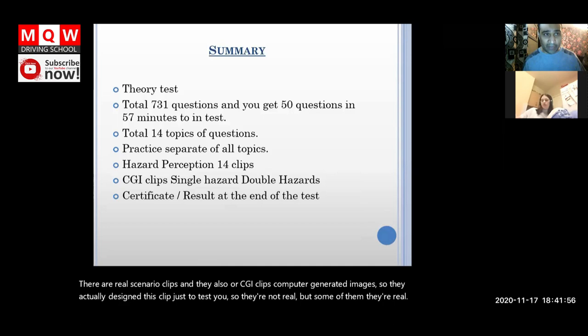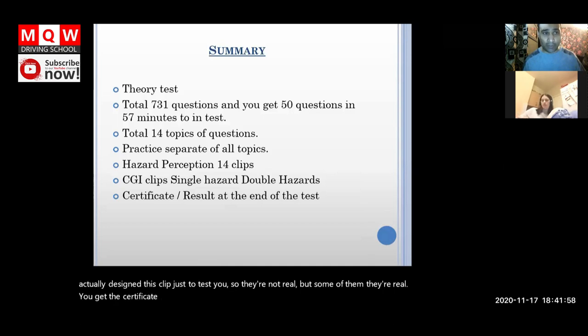You get the certificate of the test on the same day, and you have to pass both parts on the same day. And the test certificate is valid for 2 years.